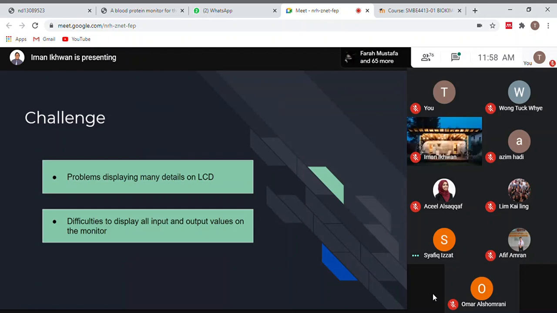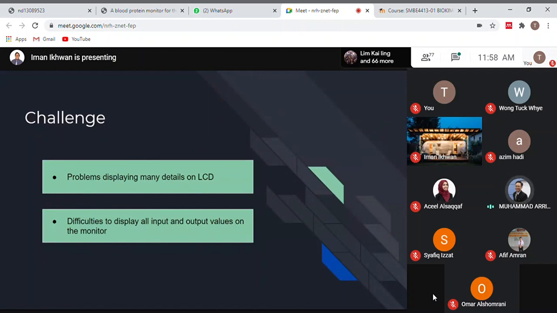For the challenges of this device, many challenges were faced throughout the progress of the device. The developer faced a problem displaying many details on the LCD. There were also difficulties displaying all input and output values on the monitor because at first they hadn't installed some libraries in the device and lacked knowledge to handle the software. After fixing all the problems, they successfully made the device work very well.